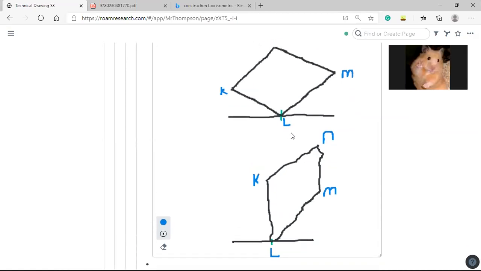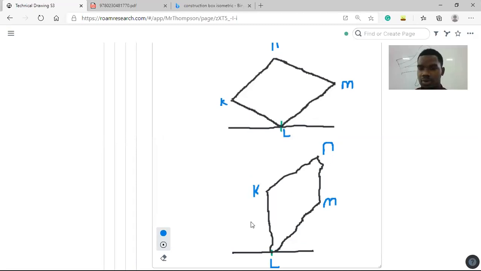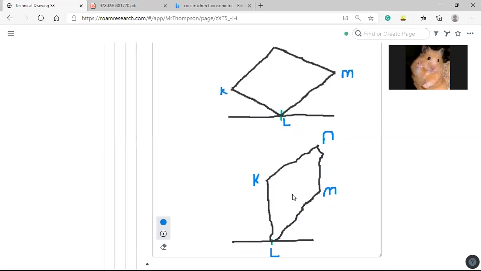Sir, are we supposed to draw both of them? No, just draw this one. Oh, I was drawing the above them. All right. Hey, it's fine if you draw both of them, but this one is what we're gonna work with now, right?